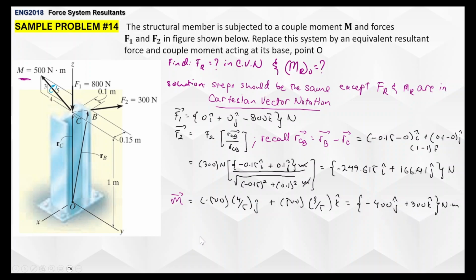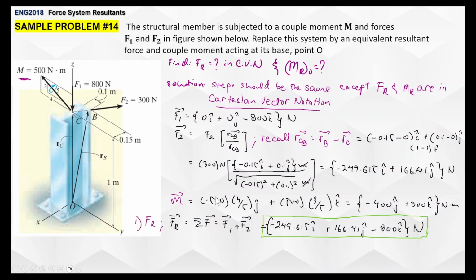But we're not yet done. Since we already got the force vectors for F1 and F2 in Cartesian vector notation, we just simply add them to get the resultant force vector. If you recall this one, you just get the sums of these, and you will yield negative 249.615 i hat plus 166.41 j hat, negative 800 k hat newtons. Don't forget the brackets and the unit.